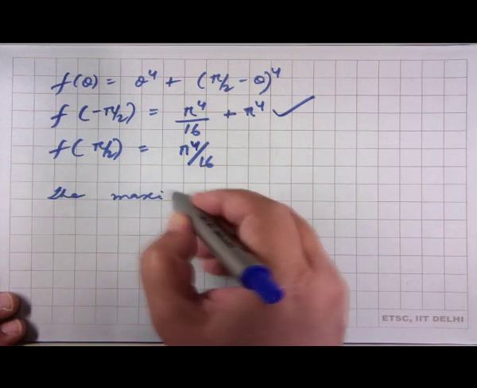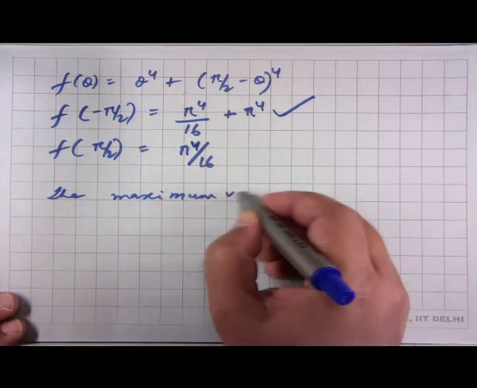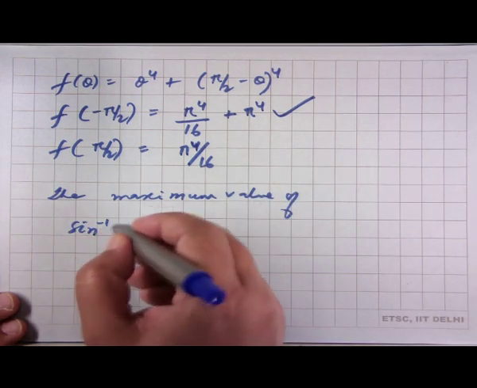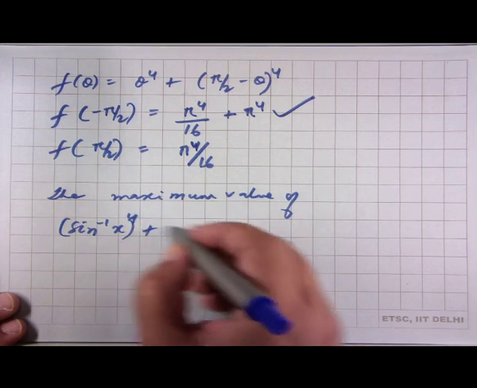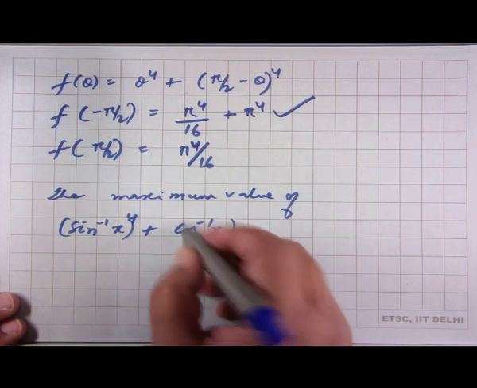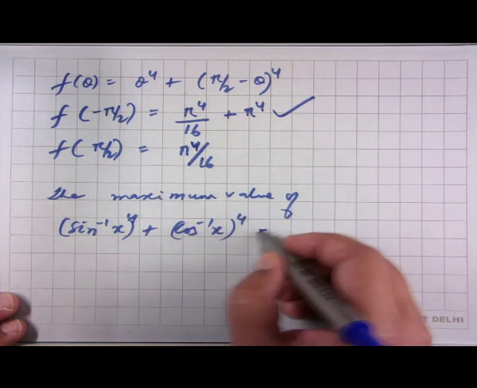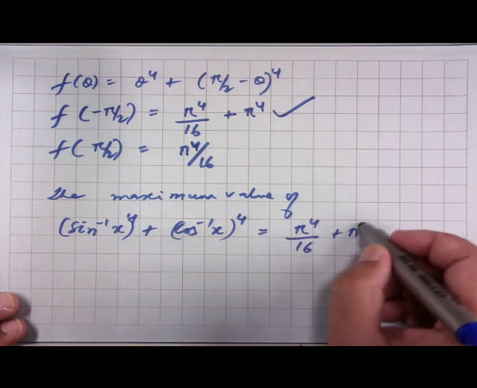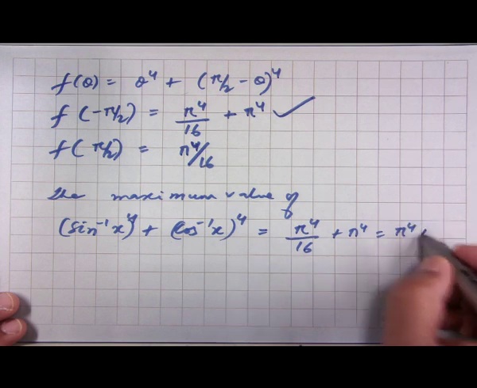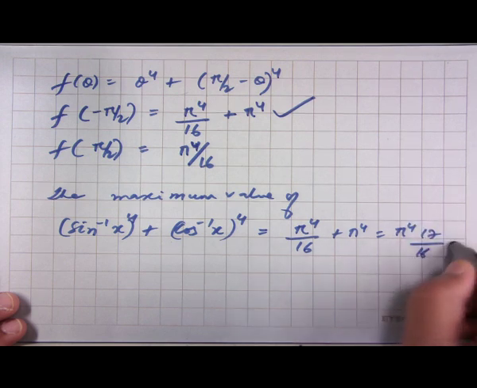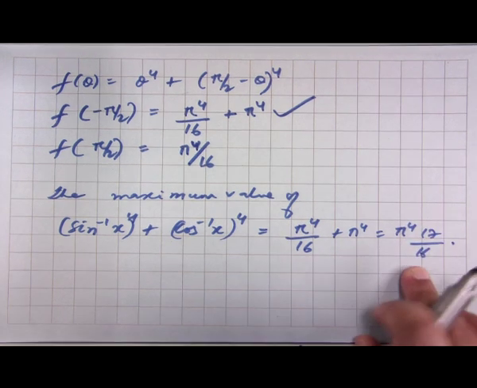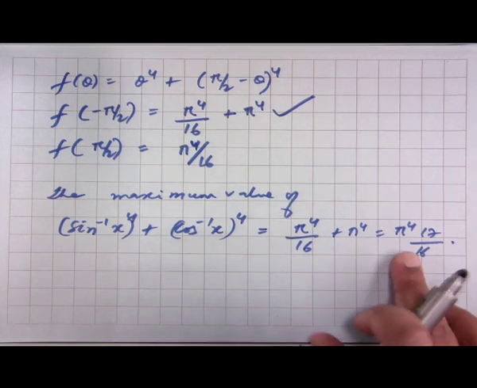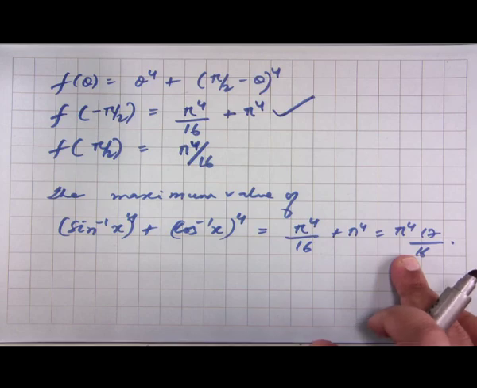the maximum value of sin inverse x to the power 4 plus cos inverse x to the power 4 is equal to pi 4 by 16 plus pi 4. Well, that is actually pi 4 into 17 by 16. So this is the maximum value, and the minimum value is pi to the power 4 over 128. So this finishes the solution to the second problem.